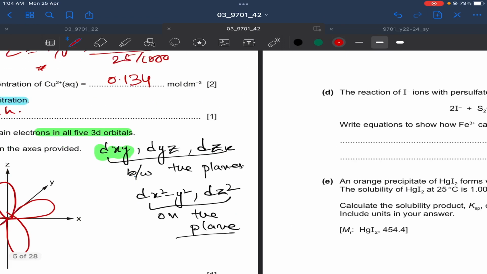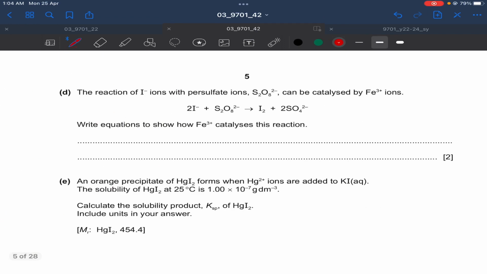Now, the next part of the question is: the reaction of iodide ions with persulfate ions can be catalyzed by Fe3 plus ions. All right, so the iodide ion is reacting with the persulfate ion. We have discussed this reaction many times in classes. Write equations to show how Fe3 plus catalyzes this reaction. So this is the most common example for homogeneous catalysis, right?